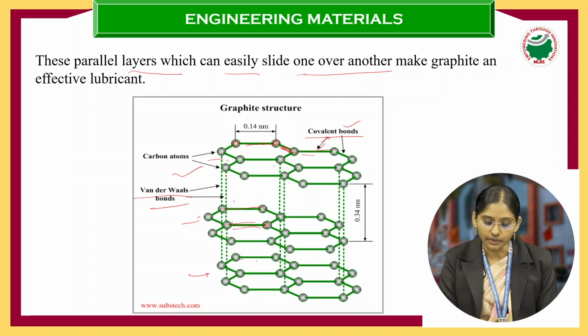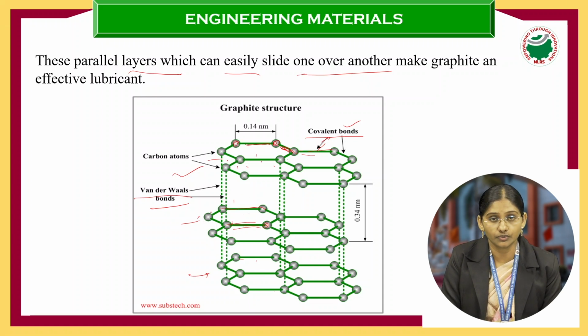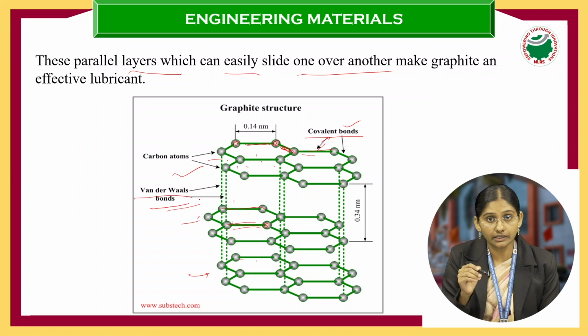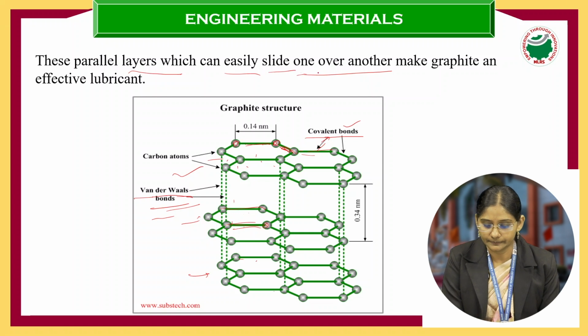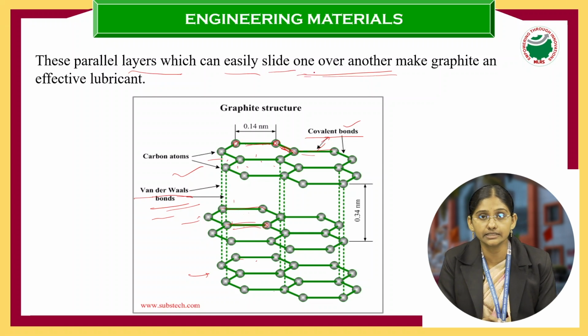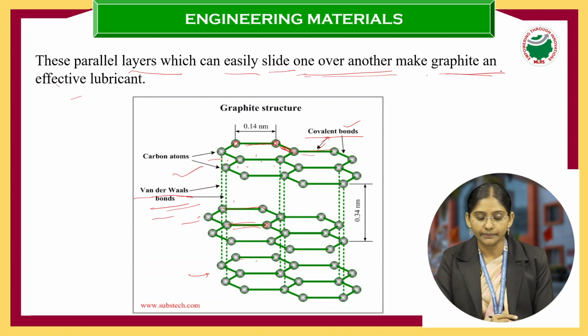That's why, between the two layers of this graphite, weak van der Waals forces are there. Between the carbon atoms, covalent bonds are there. Between the two layers, van der Waals forces of attraction are there. Because of this layered structure, it can easily slide one over another, which makes graphite an effective lubricant.